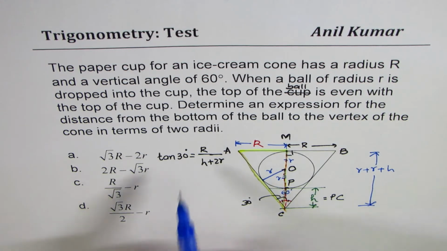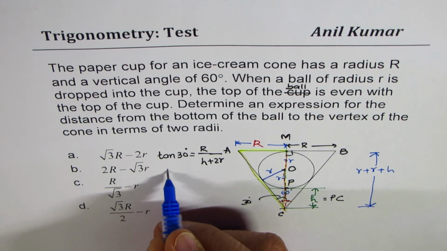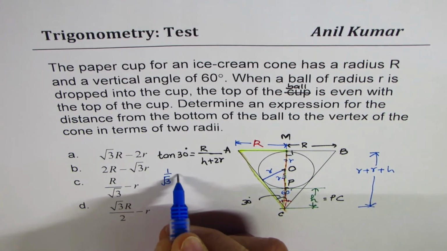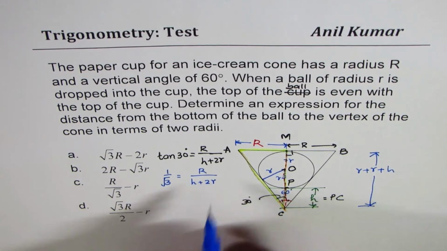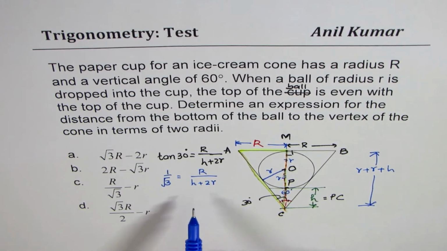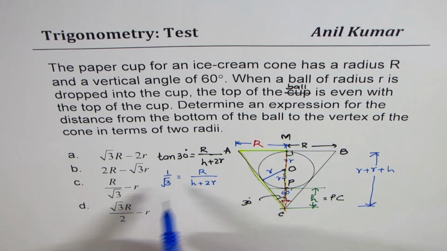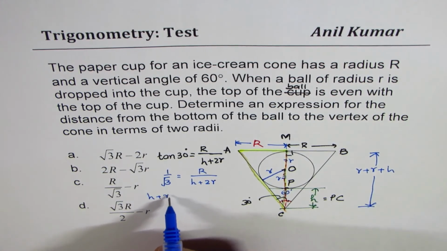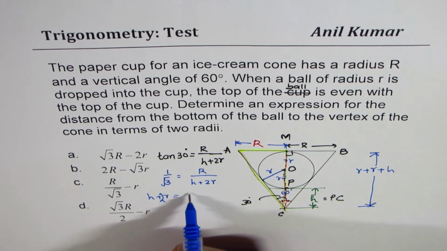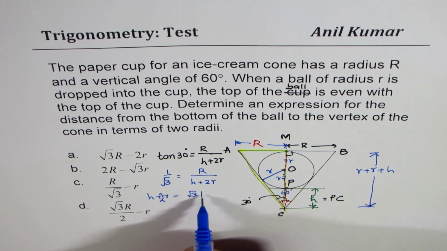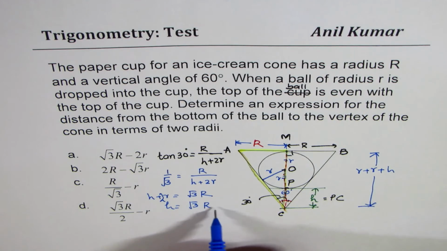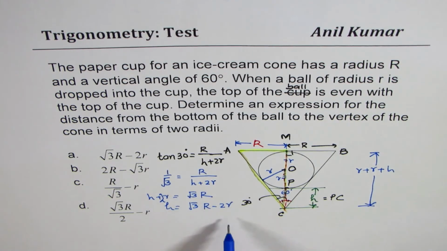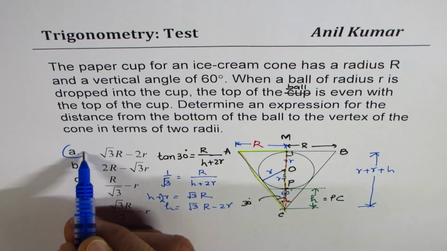Now what is tan 30? Tan 30 is 1 over square root 3. So 1 over square root 3 is equal to R over H plus 2r. Is it okay? Now it's a question of just rearranging these terms. So we could just cross multiply. So we get H plus 2r equals square root 3 times R, or H equals square root 3 times R minus 2r. Is it okay? So just rearrange. So what you get is your answer, which is part A.